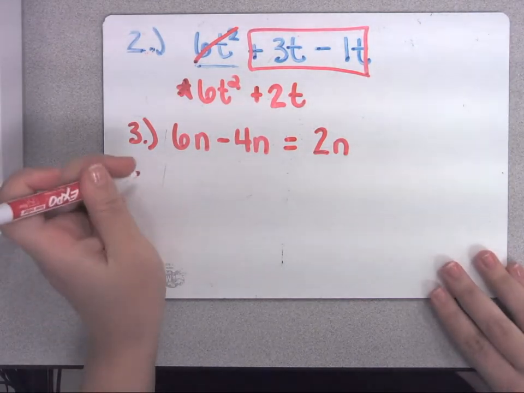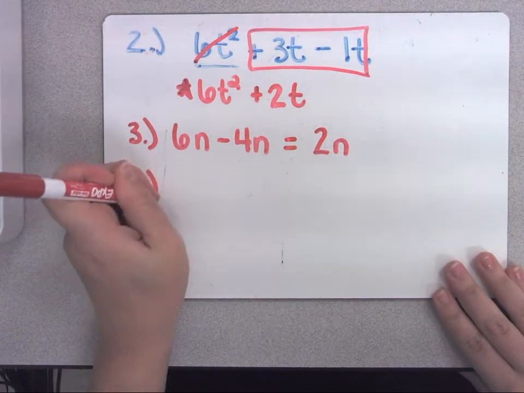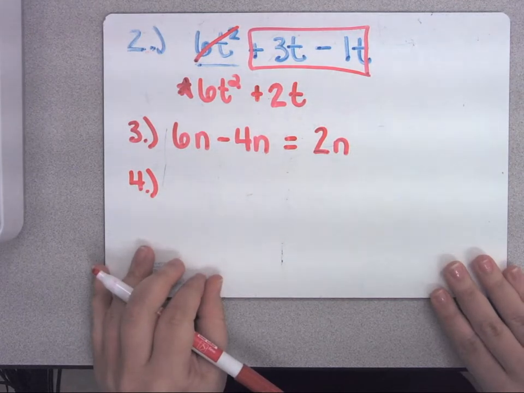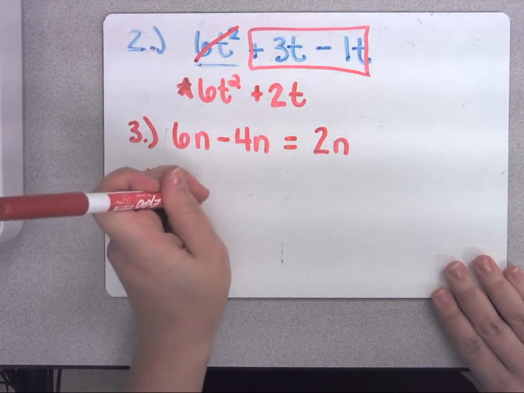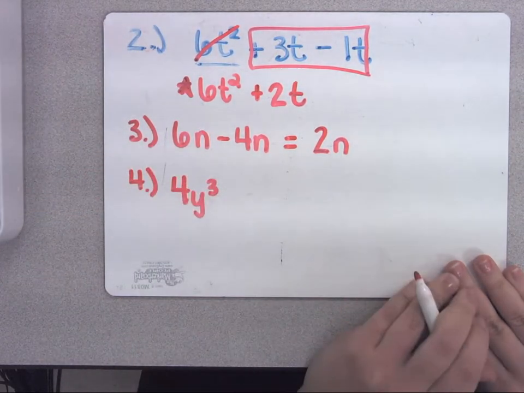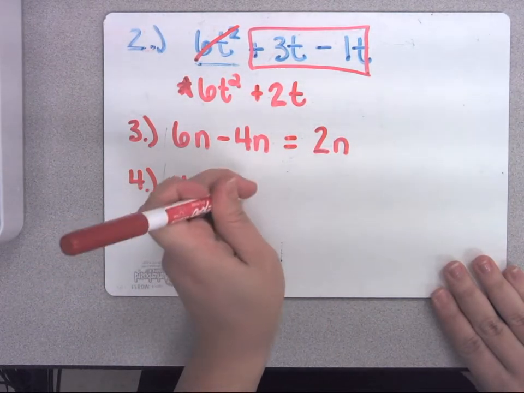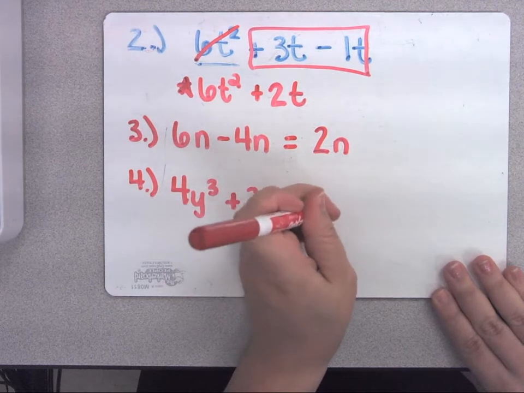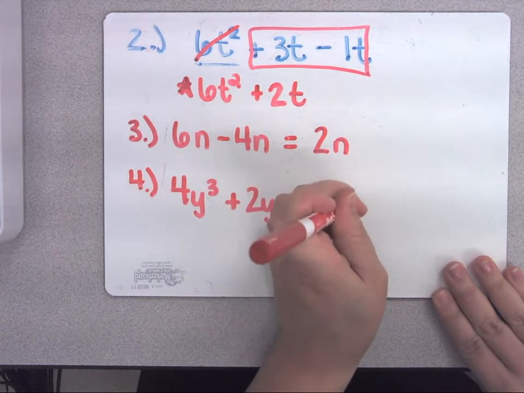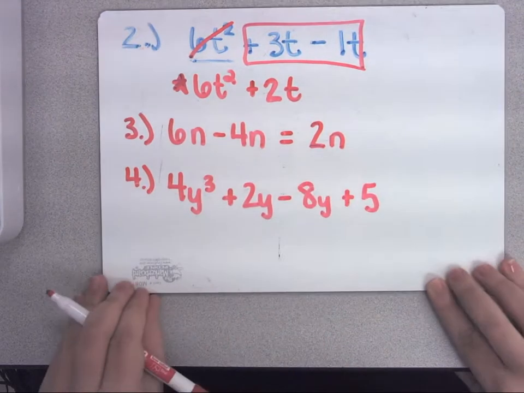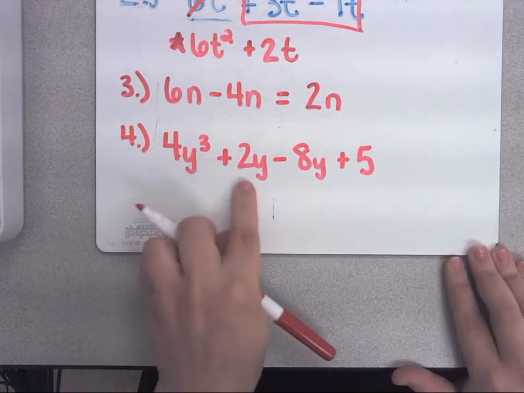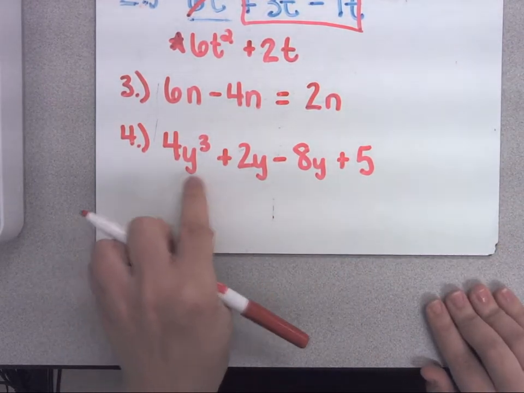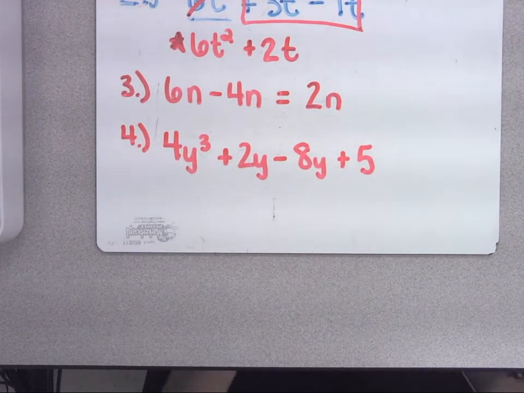Okay, let's try a harder one. Number 4. 4y to the third plus 2y subtract 8y plus 5. There you go. There's 4 terms. Remember we learned the word terms? There's 4 different terms here. Look and see if they have anything in common.